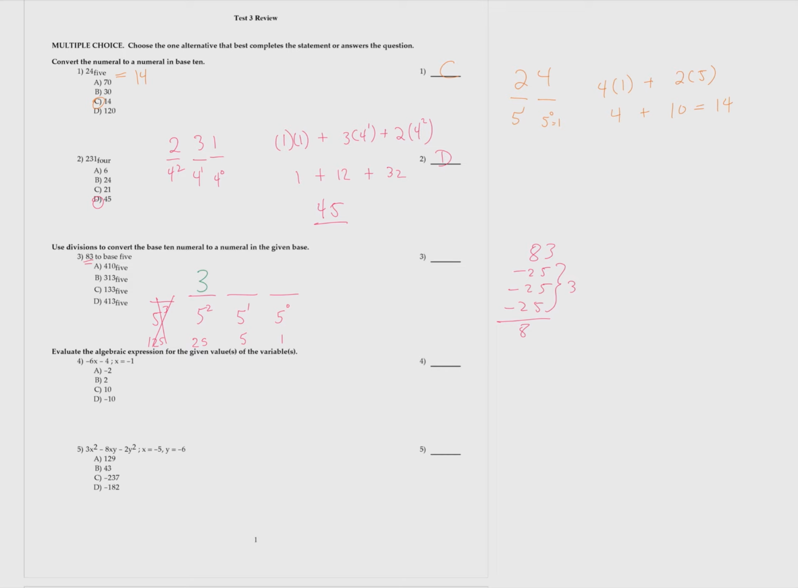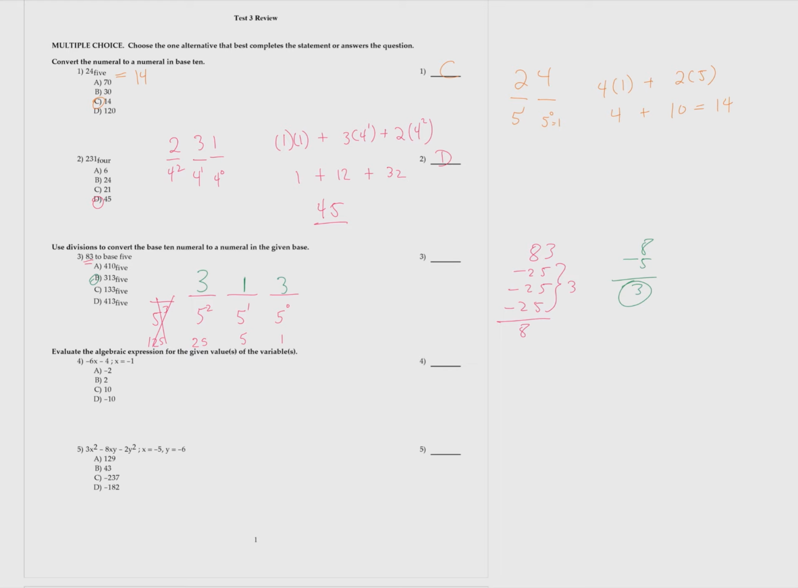Now with 8 remaining, how many 5s can I take away? Well, let's see. I have 8 remaining. I can take away 5 once, and what's remaining is 3. That's already smaller than 5, so I can't take any more away. I can only take 1 5 out of the remaining 8. Now I have 3 left. And the final number is how many 1s you have left. You have 3 1s left, so that's going to be 3 here.